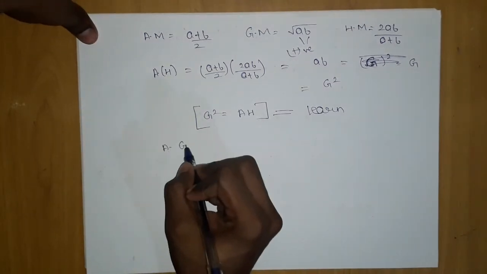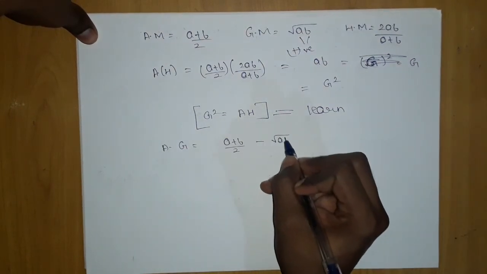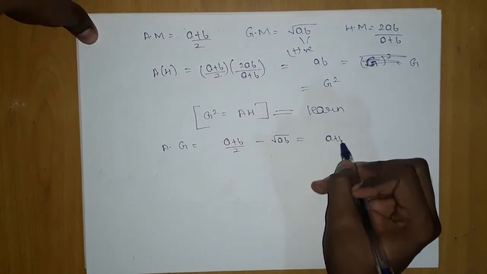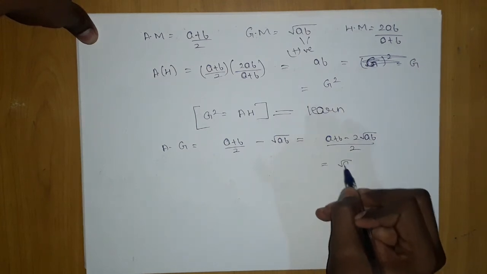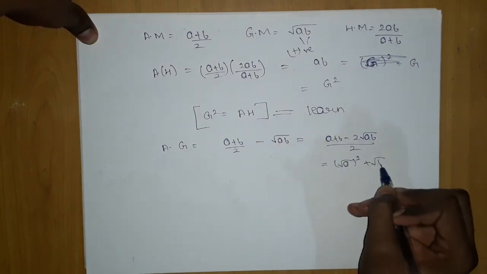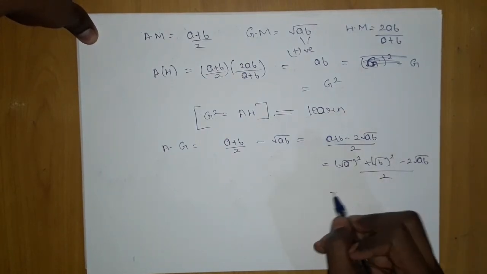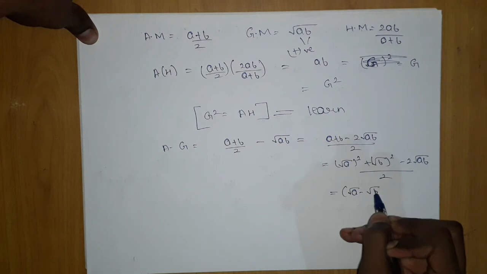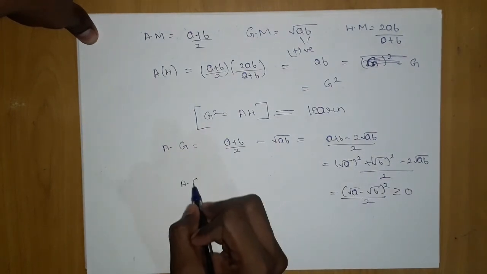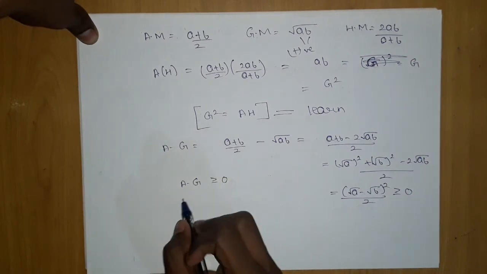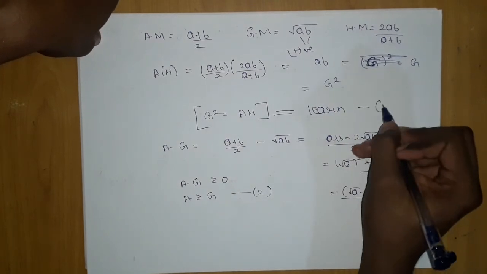Further on, what extra I can teach you is this. If I do a minus g, a plus b by 2 minus under root ab, it is nothing but a plus b minus 2 under root ab upon 2. You can write it as under root a the whole square plus under root b the whole square minus 2 under root ab upon 2. This you can write as under root a minus under root b the whole square upon 2. So it is always greater than or equal to 0. So a is greater than or equal to g. Learn this thing also.